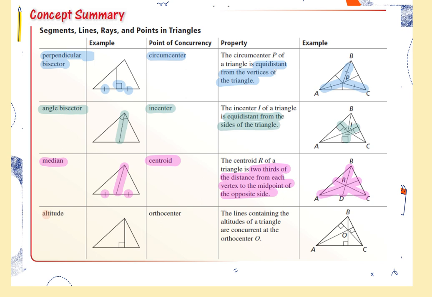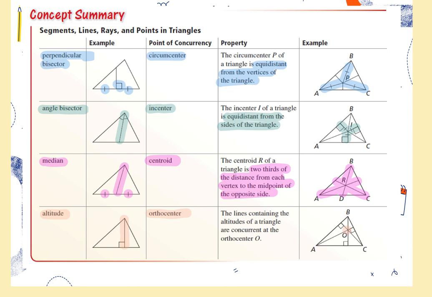And lastly, altitude. Altitude goes from the vertex perpendicular to the opposite side. The point where they all meet is called the orthocenter. And there's nothing special here. It says the lines containing the altitudes of the triangle are concurrent. That just means they meet.